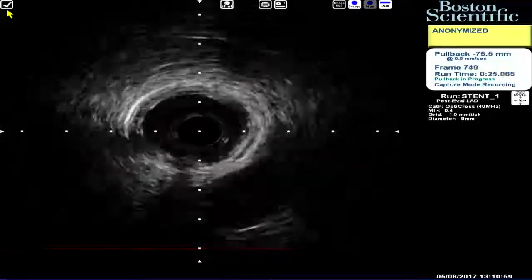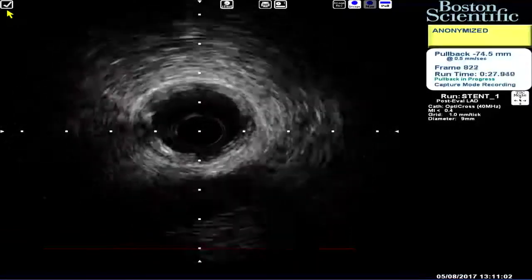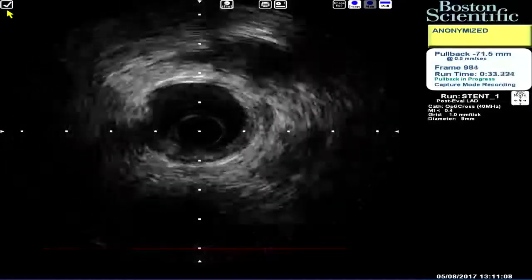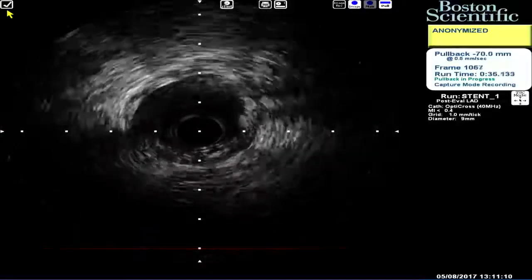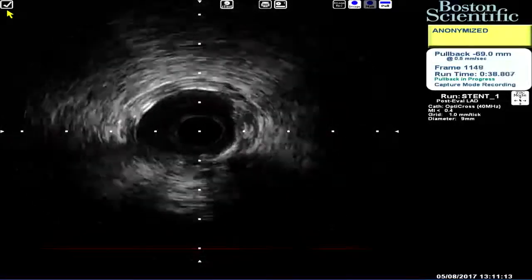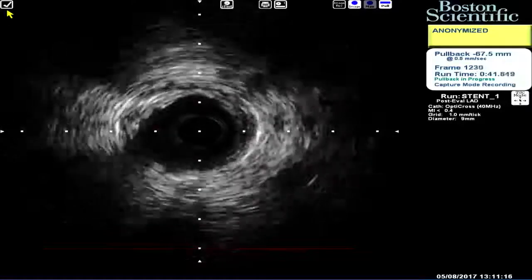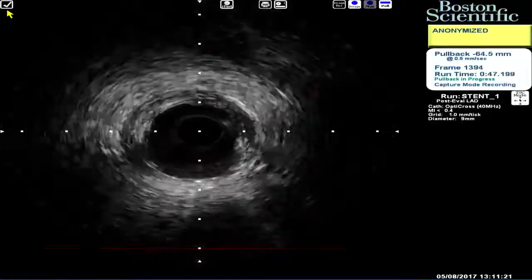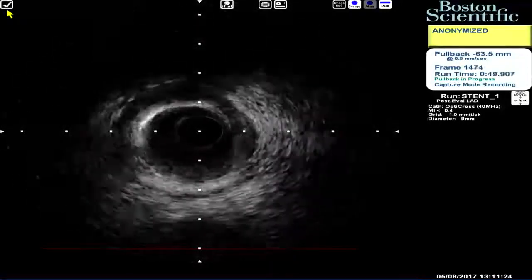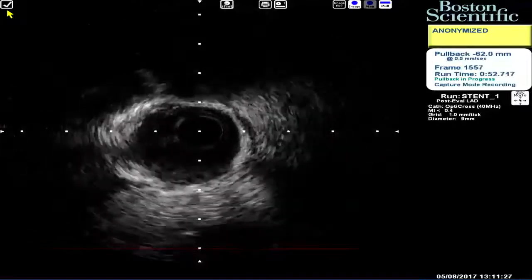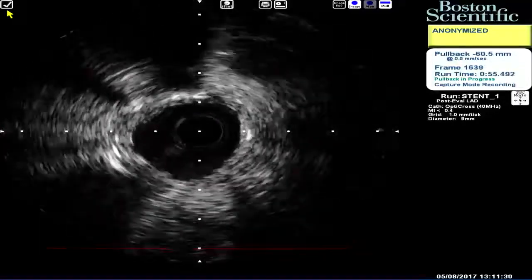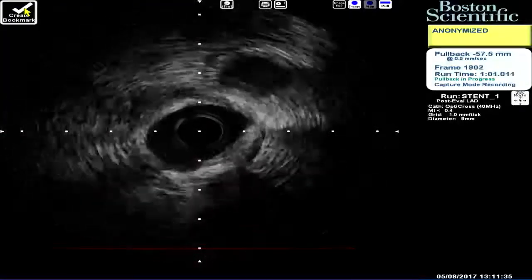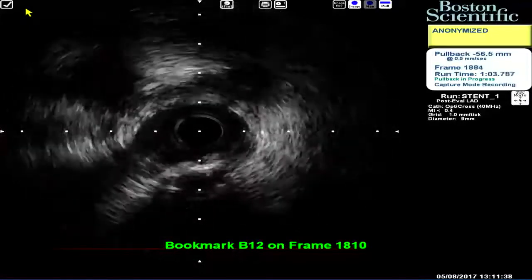Yep. Definitely apposed and fully expanded at this point. Yeah, here. Yeah, this is the one. We need to expand. This is the proximal area.